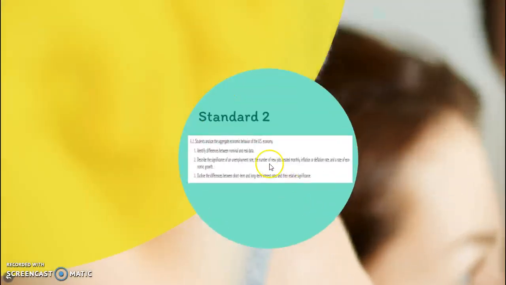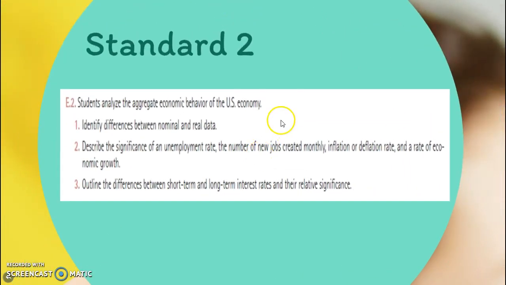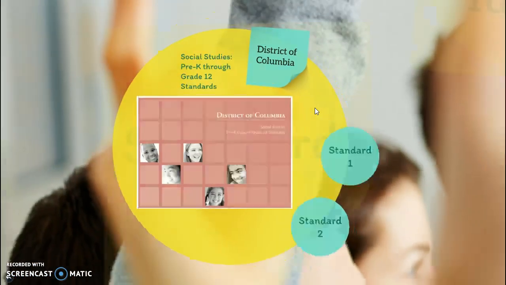And then if we come out and take a look at the second standard, that is students analyze the aggregate economic behavior of the US economy. And again, this is where you're moving into the sort of macro area, and you're looking at how all the cogs and gears of the US economy mesh together to make the whole thing work. So again, that's kind of vital. If you're not getting this part of the course right, it's really going to go downwards from there. So that's why I've chosen these two standards.